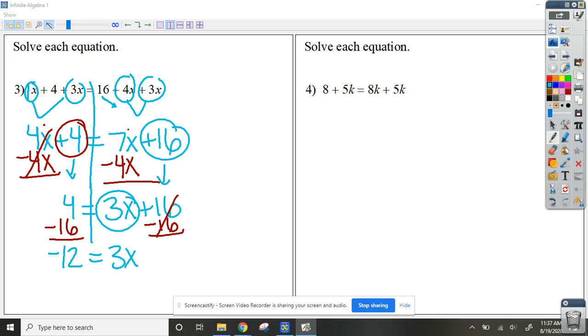X is being multiplied by 3. So my last step here is going to be to divide by 3. Negative 12 divided by 3 would give me negative 4. So I'm just going to come out to the side here. Negative 4 will equal x.